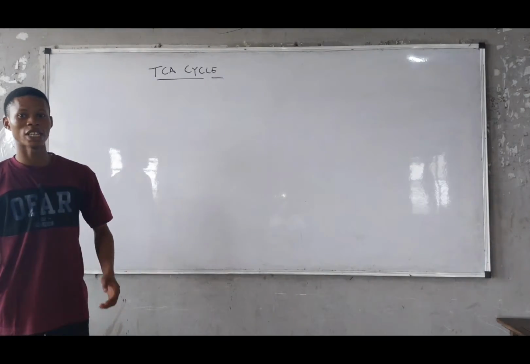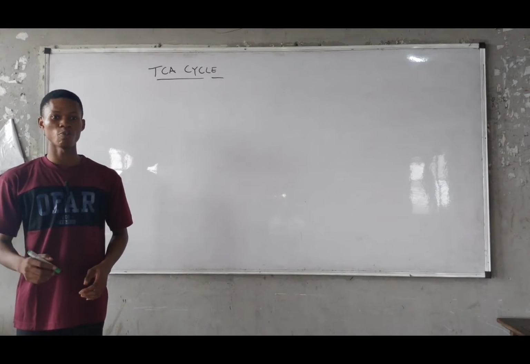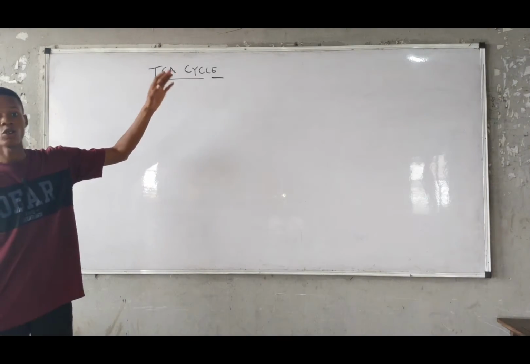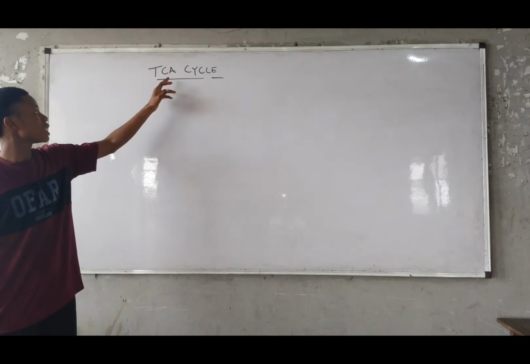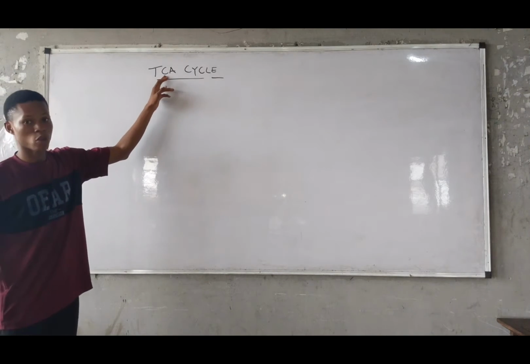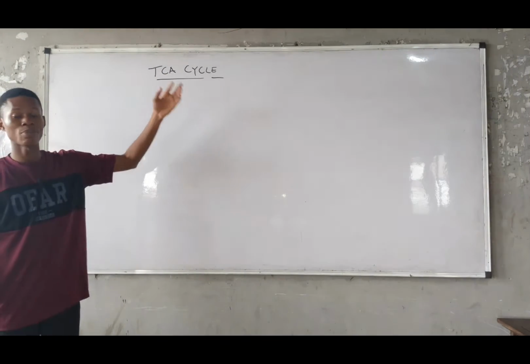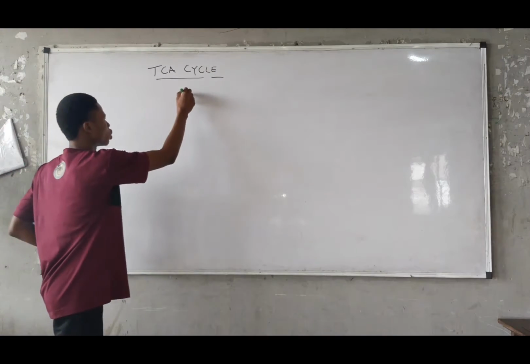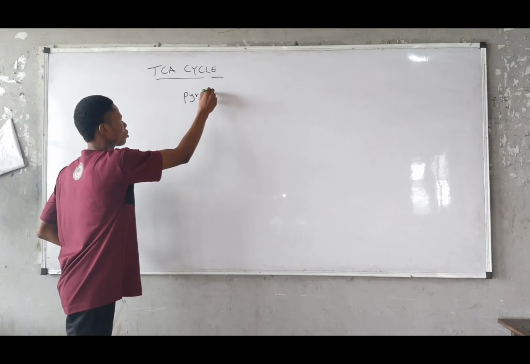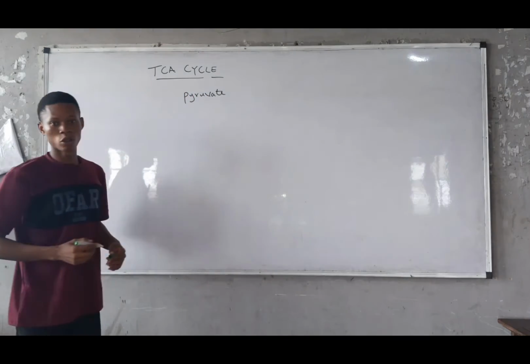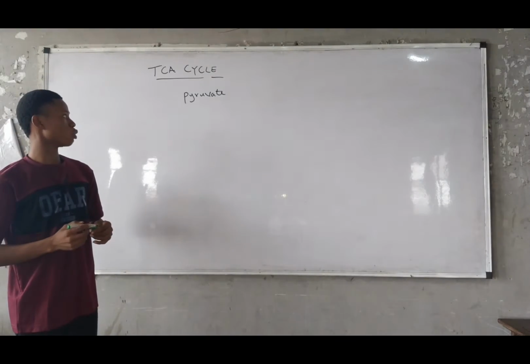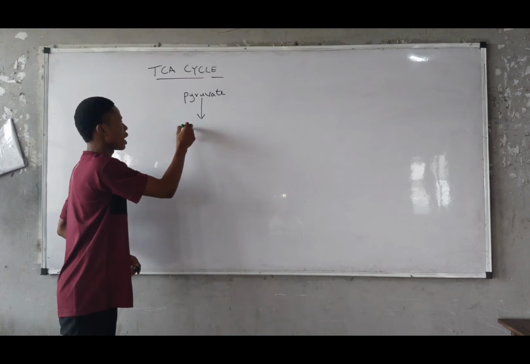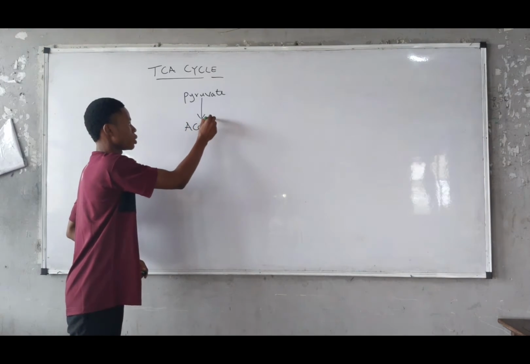Alright, so we've looked at the glycolytic pathway, and if you've not watched that video, please go and watch it. This is a continuation of the glycolytic pathway. Now, the TCA cycle is also called the tricarboxylic acid cycle, or the Krebs cycle, or the citric acid cycle. Remember that we got pyruvate as the end product of glycolysis. This pyruvate will be converted to acetyl-CoA. That's the first reaction taking place here.